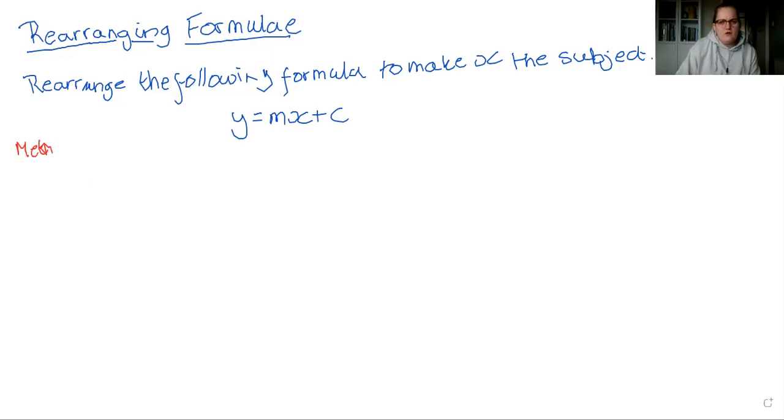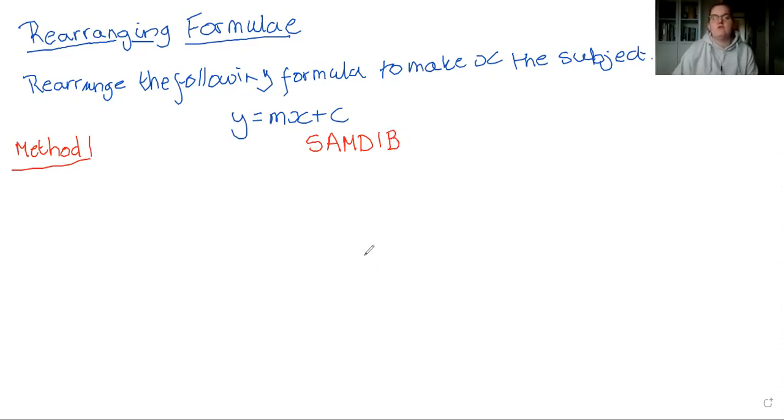Basically, what we are doing here is we are going to use the principles of BIDMAS, but obviously in reverse, because we are changing around this equation. We are rearranging the formula. So we're going to use BIDMAS backwards. So we have SAMDIB. Best thing to do, it would help if I had written a B there and not a D.